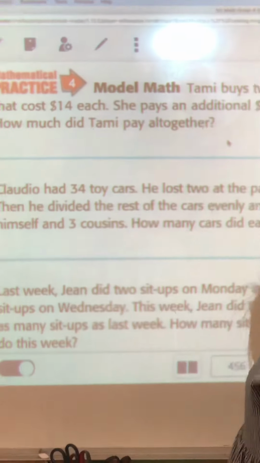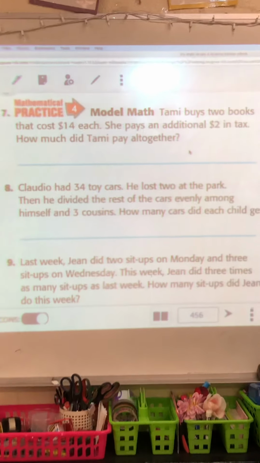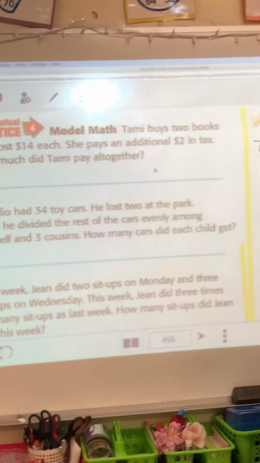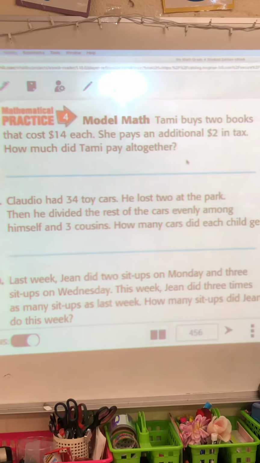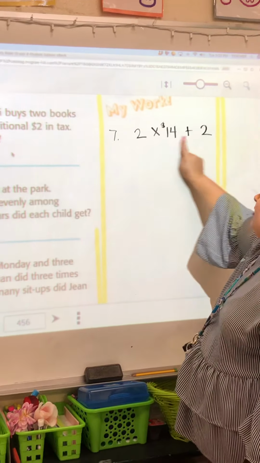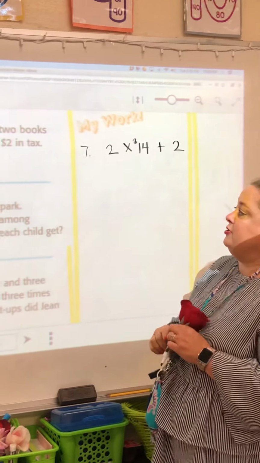Alright, for number 7, it says, Tammy buys 2 books that cost $14 each. That's going to be 2 times $14. She pays an additional $2 in tax. How much did Tammy pay altogether? Don't forget to evaluate to see which steps you're going to do first.